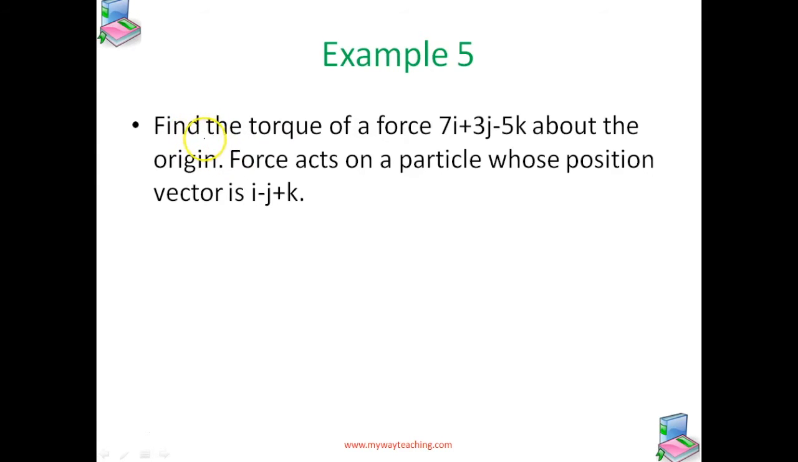The question is, find the torque of a force 7i plus 3j minus 5k about the origin. The force acts on a particle whose position vector is given. R is what? i minus j plus k. F is 7i plus 3j minus 5k. So it's very easy to determine the torque, which is given by the vector product of R cross F.